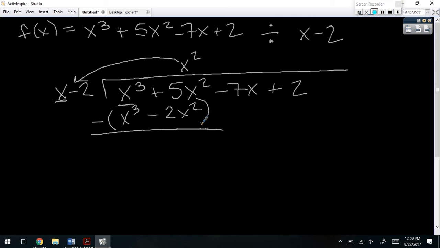Just like when we only looked at the first terms earlier, same thing. 5x squared minus negative 2x squared is positive 7x squared. Exactly. Drop down the next term.